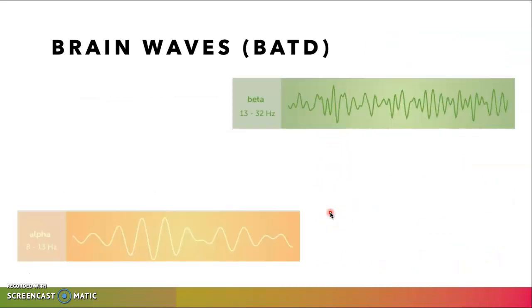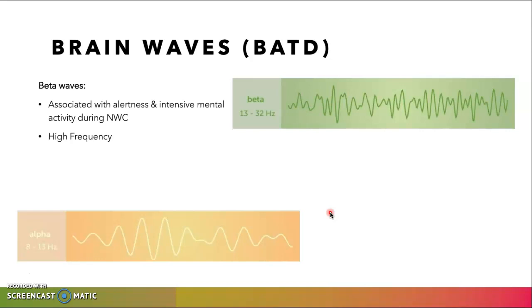All right, some brain waves we need to know. The first one is your beta waves. And this is what's going on, or the type of waves you'll experience when you are alert and in an intensive mental activity while in normal waking consciousness. They have high frequency, so lots of them, with low amplitude. So they're not going very high, they're quite small.